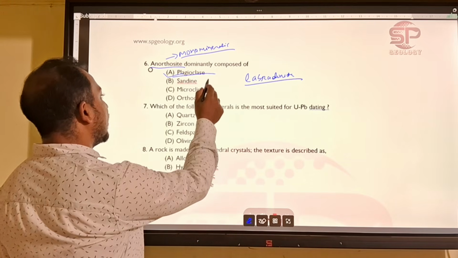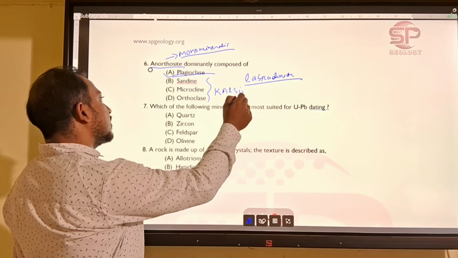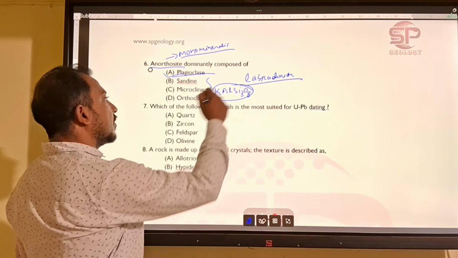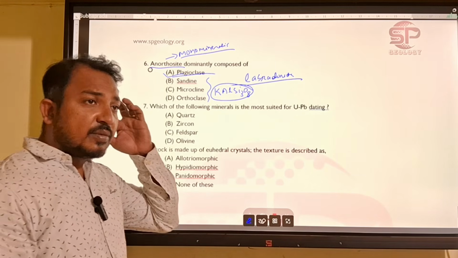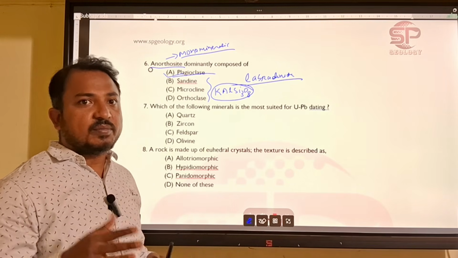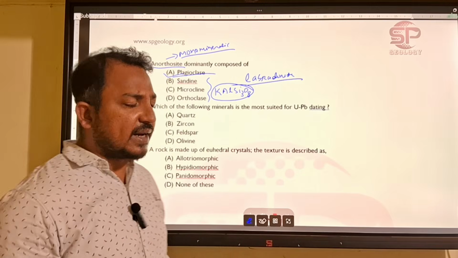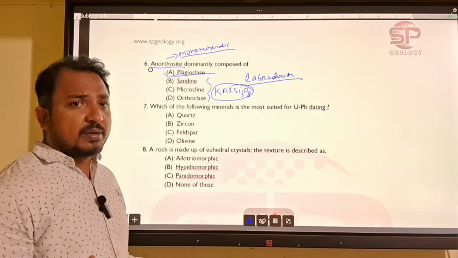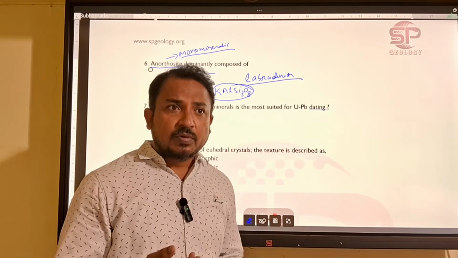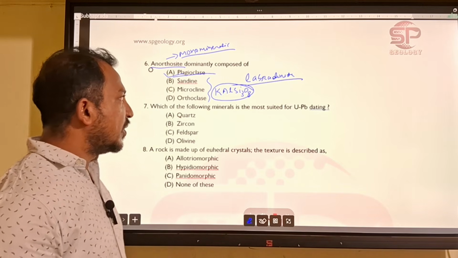Then sanidine, microcline, orthoclase, they all are potassium feldspar. Then you can take other examples of monomineralic rock like dunite. It consists of only olivine. You can take the example of pyroxenite, which consists of only pyroxene. And take the example of marble, which consists of calcite. You can take the example of quartzite, which consists of quartz. So those are monomineralic rocks.